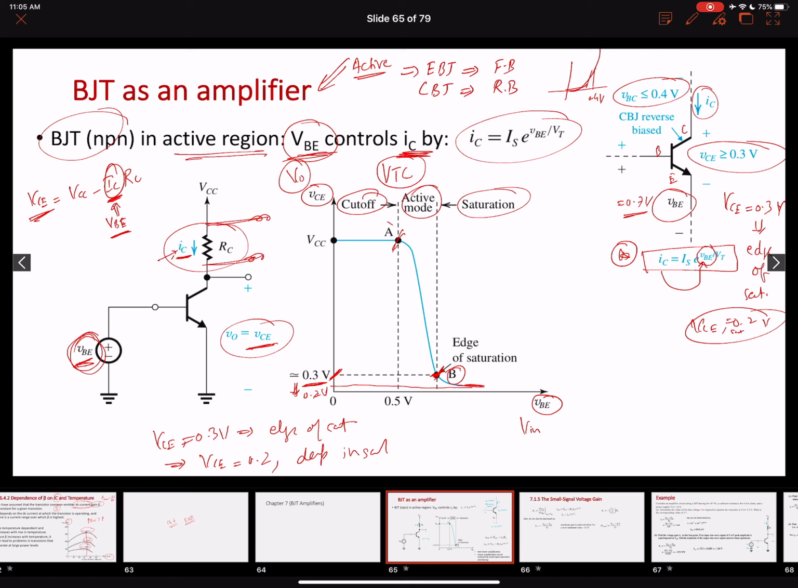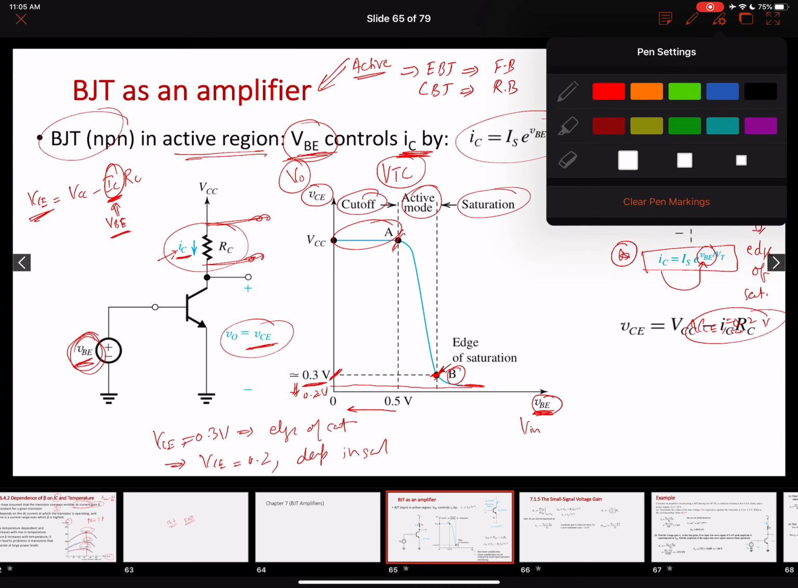Now let's look at the cutoff mode. Whenever our base to emitter voltage is less than 0.5 volts on this voltage transfer curve, this means that our emitter to base junction is reverse biased. Whenever the emitter to base junction is reverse biased, there will be no collector current and our transistor will be cut off. So we want to make sure that we are operating our transistor in the active mode of operation.